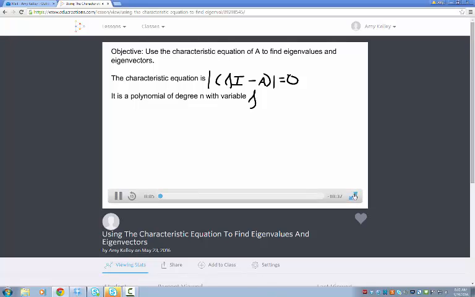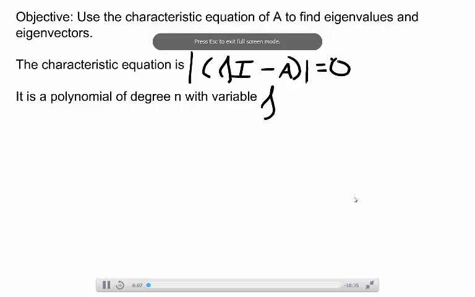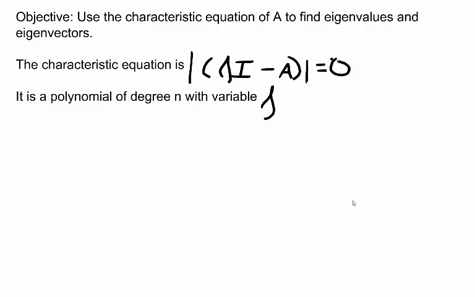In this video, we're going to use the characteristic equation of A to find eigenvalues and eigenvectors. The characteristic equation is given by the determinant of lambda times the identity matrix minus matrix A set equal to 0. It is a polynomial of degree n where the variable is lambda.